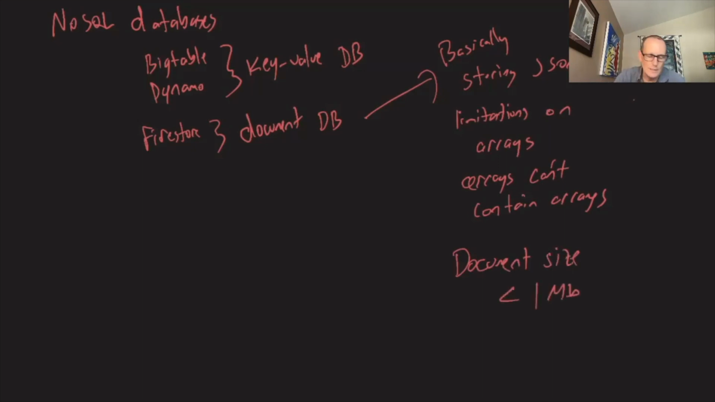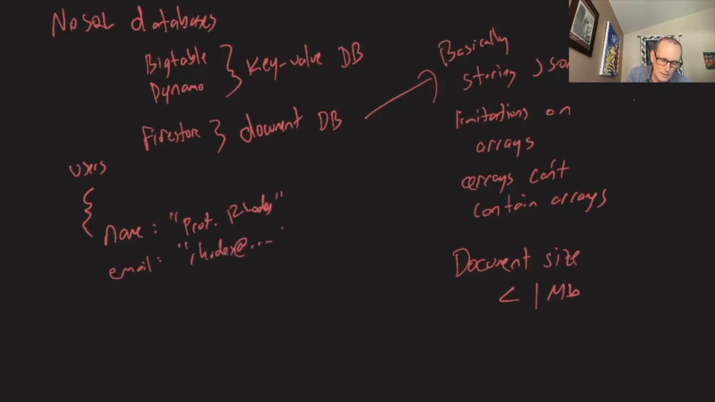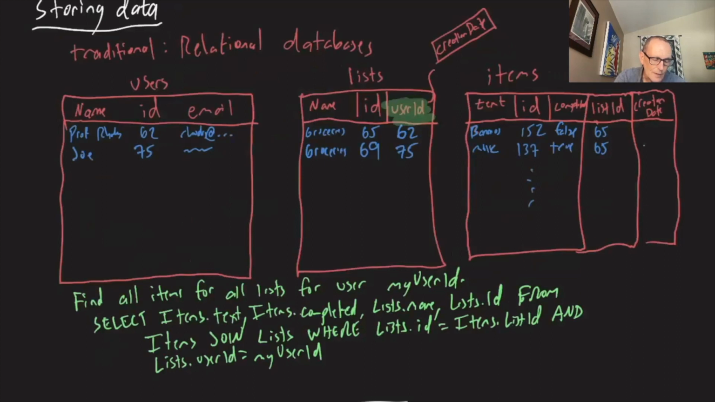So let's just look at an example. Basically, what you could be storing, for instance, is, let's say if we looked at users, you could be storing a name, you know, Prof. Rhodes, and an email, Rhodes at, and we could store an ID. And you may say, how the heck is that different from a SQL database? Well, the difference is in the SQL database, these tables are predefined, right? These are called the schema. And they're defined up front, and making changes to those schema is a big deal.